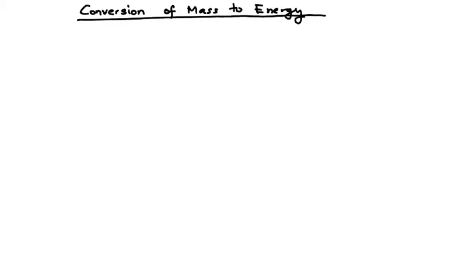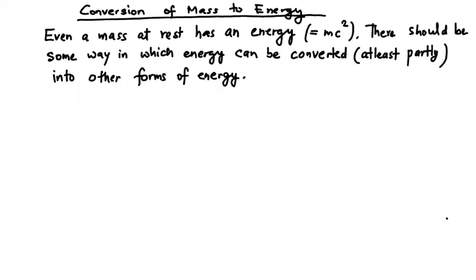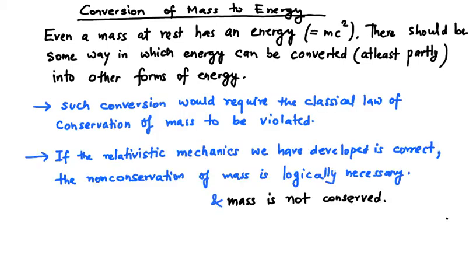Previously, I had told you that the rest mass m is a form of energy, mc², and that mass can be converted into another form of energy. So how can this mass be converted into energy? Now such conversions would require the classical law of conservation of mass to be violated. If the relativistic mechanics we have developed is correct, the non-conservation of mass is logically necessary and mass is not conserved. So, in relativistic mechanics, first, relativistic linear momentum is conserved, second, total energy is conserved, but mass is not conserved.